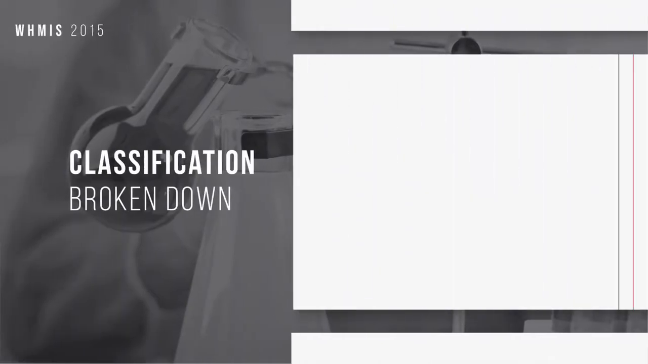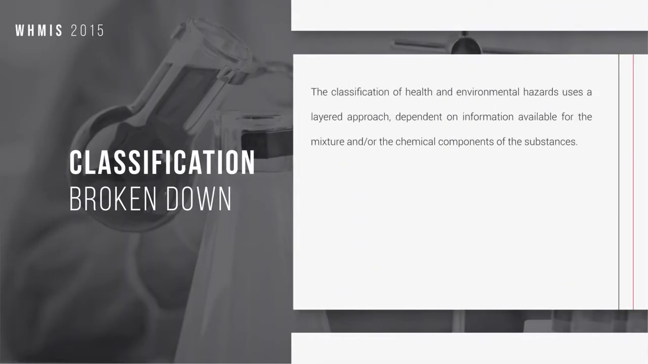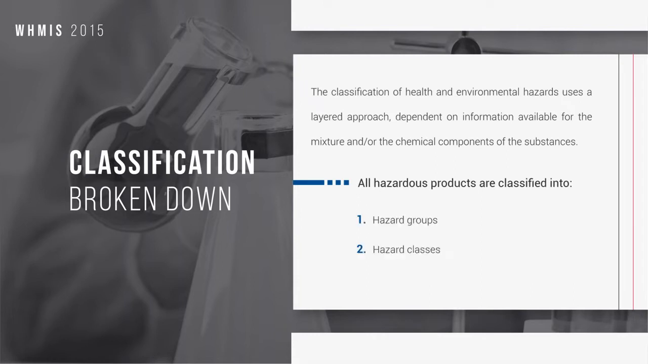Hazardous products are classified using a complex system based on various forms of data. The classification of health and environmental hazards uses a layered approach dependent on information available for the mixture and/or the chemical components of the substances. All hazardous products are classified into the following components: hazard groups, hazard classes, and hazard categories.